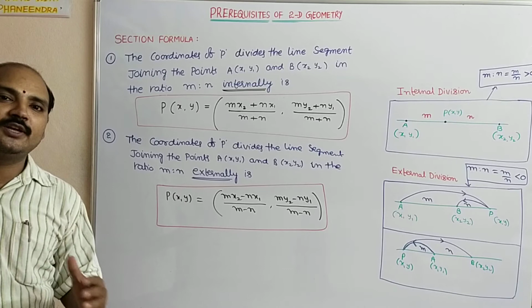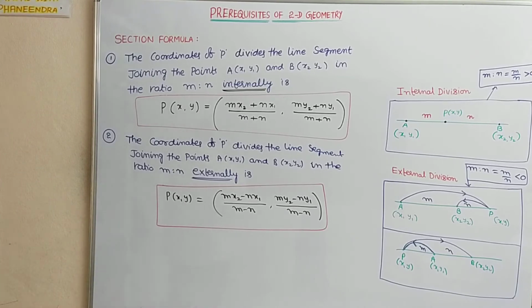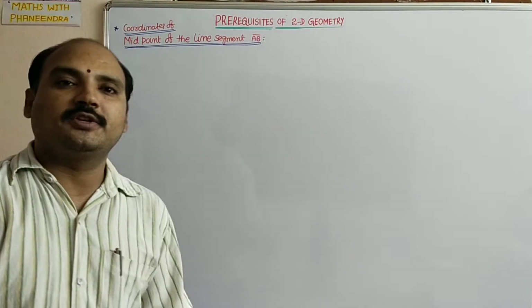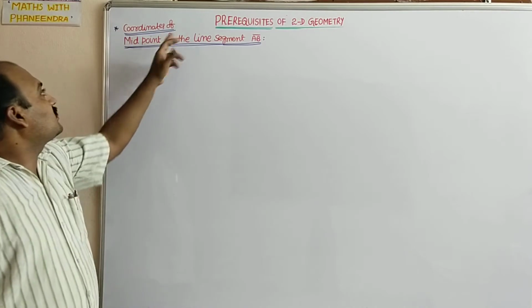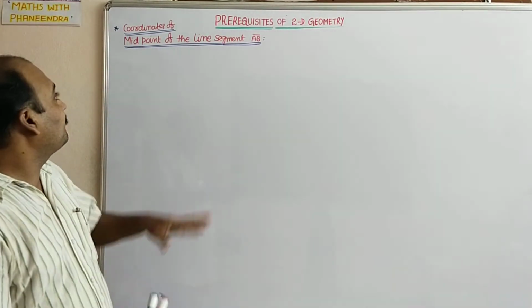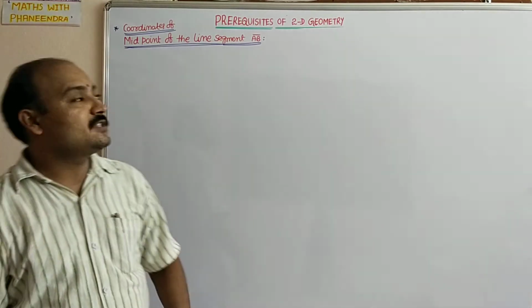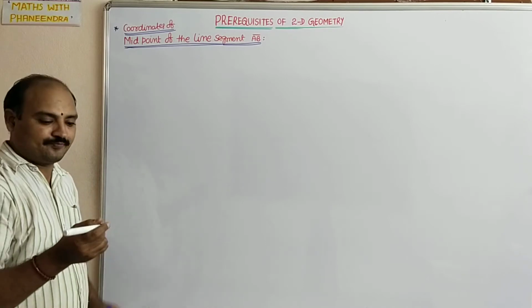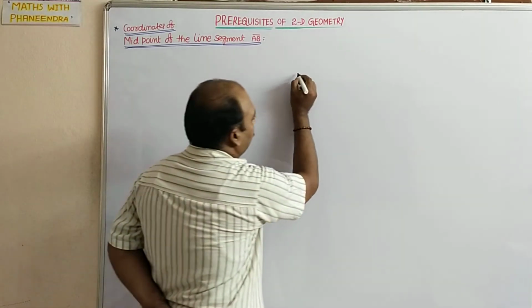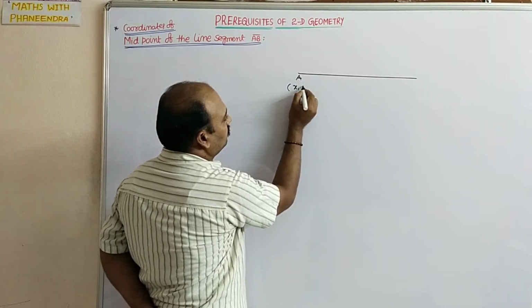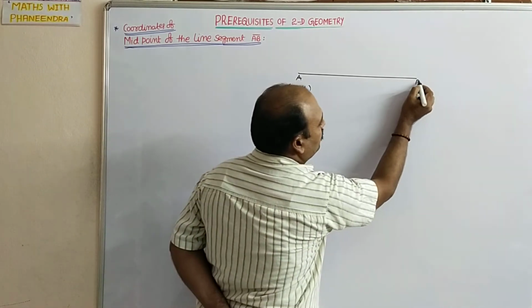We will move to the next concept. The next concept is the coordinates of the midpoint of the line segment AB. See here, A of x1 y1, B of x2 y2.